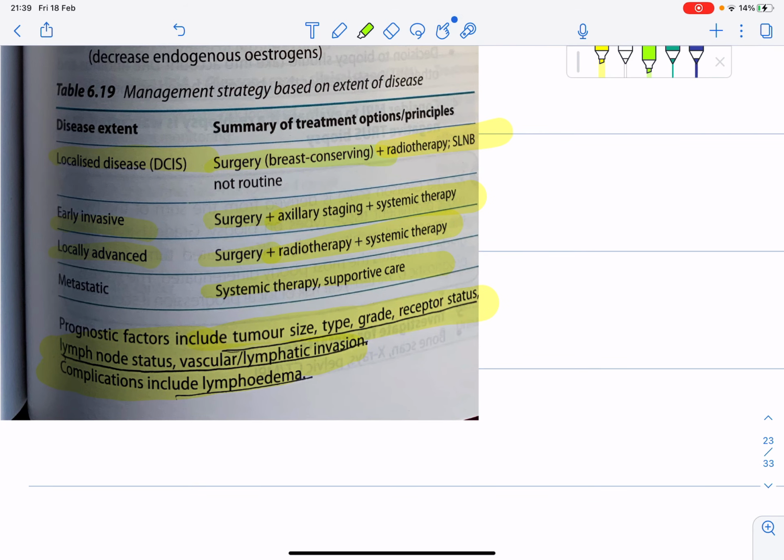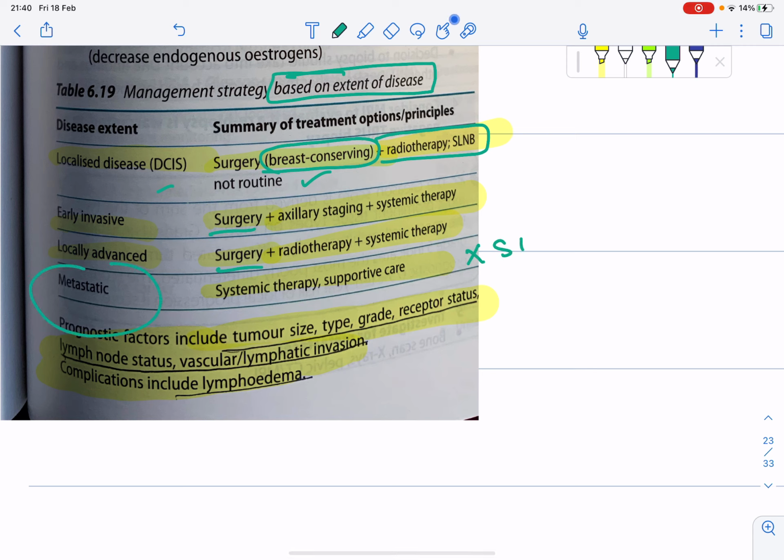How does this management strategy change based on how far the disease has progressed? Well, if it's a localized disease, you really just want to conserve the breast, do a lumpectomy or something like that, and then continue on with radiotherapy and sentinel lymph node biopsy. But this is not routinely done. Usually you do surgery, but only in the metastatic case you will not do surgery because it's too late, it's already metastasized. You're going to give supportive or palliative therapy.